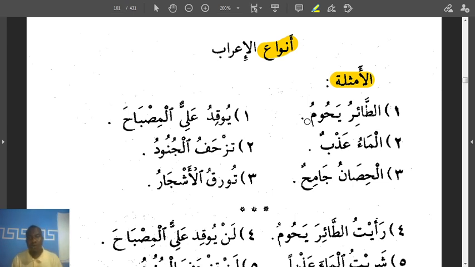Or it sees a flower and then it doesn't want to land. You find it doing like it is landing, it's not landing, it keeps hovering over the surface. So you find this word mostly used in that regard. But it can be used also in every other regard that we want to use it. So it says at-tayru yahumu. The bird is hovering.